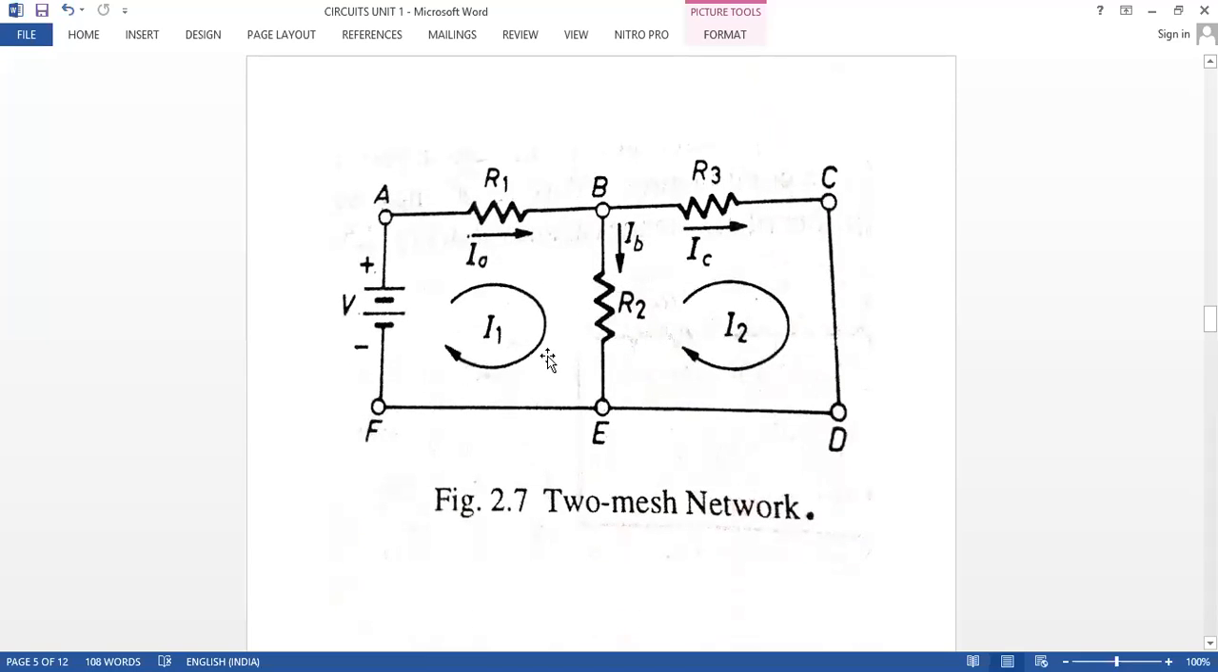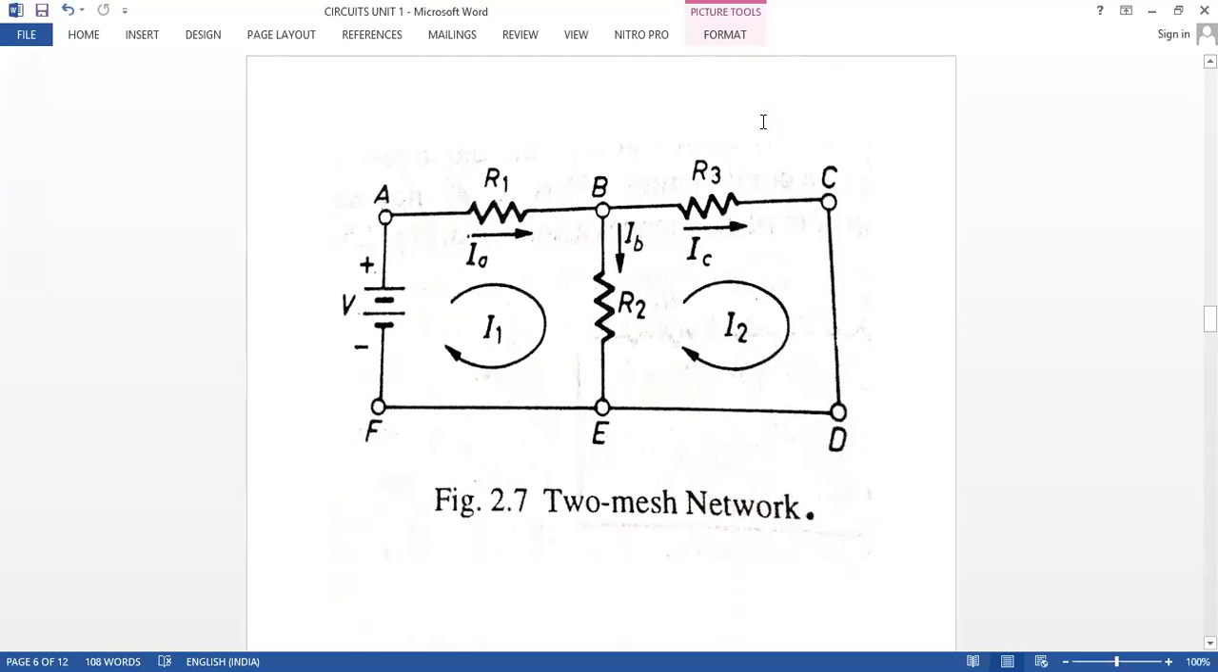Now in this type of circuit also, we have to solve for the current flowing through R2. Whether the battery is present or not, we write the equation. I'll show you how to write the equation. Now tell me, what is the current flowing through R1? R1 is in mesh 1, this is called mesh 1, mesh 2. In mesh 1, which current is flowing? I1. So the current flowing through R1 is I1.